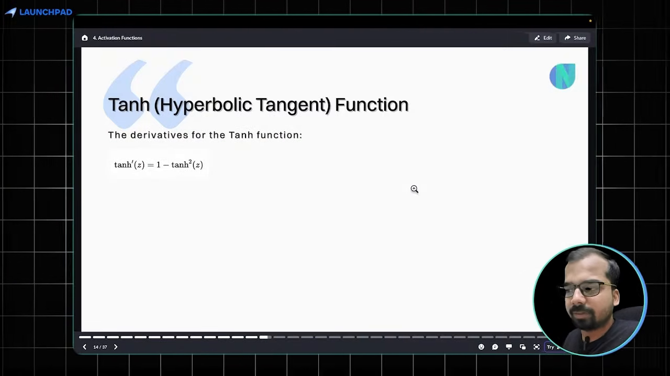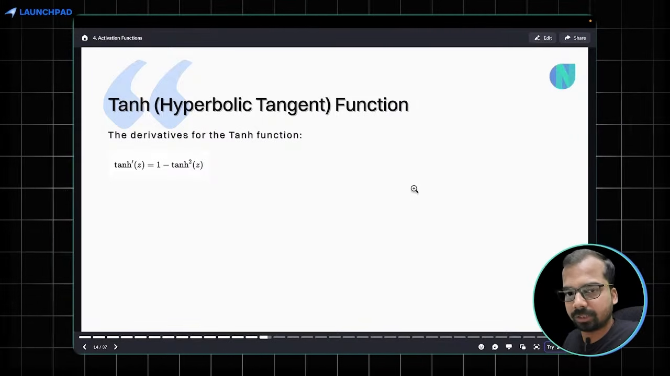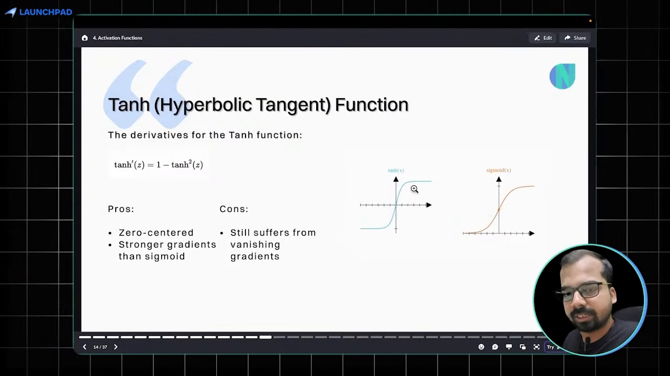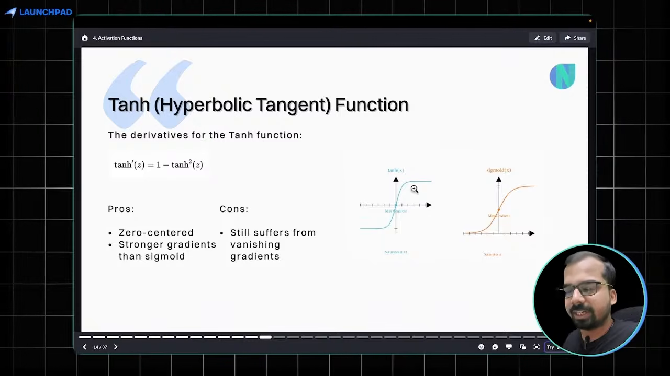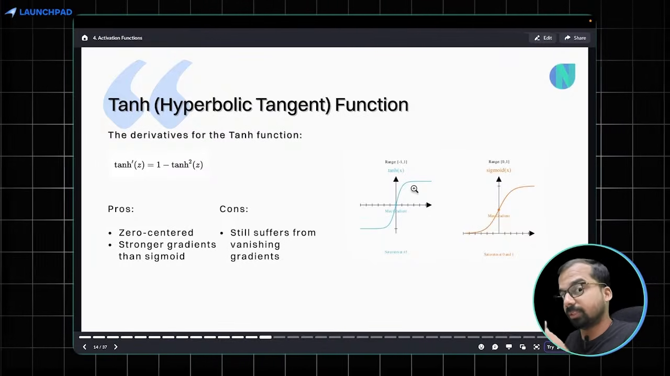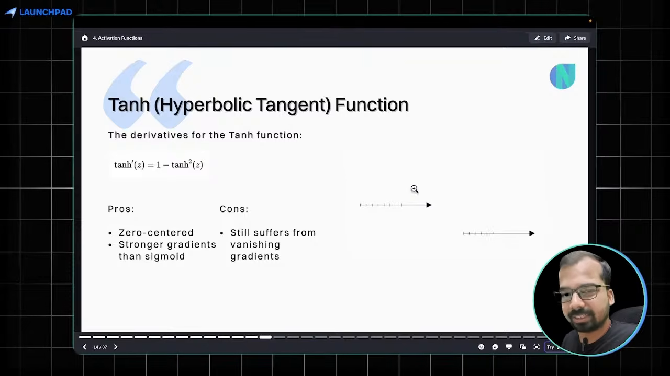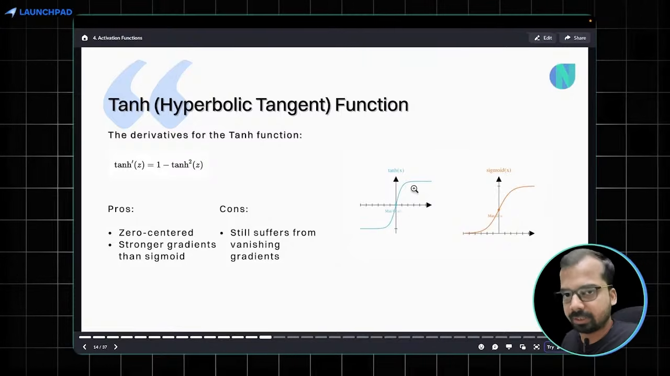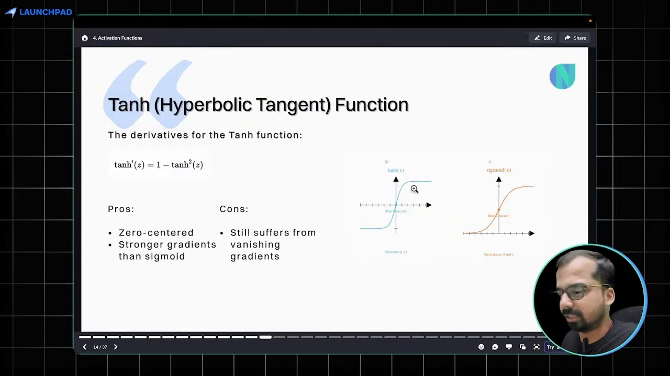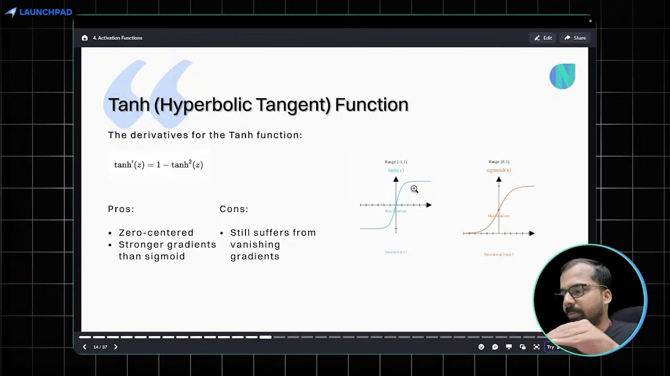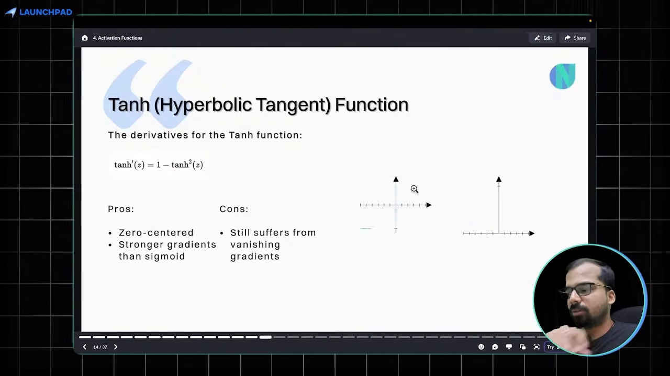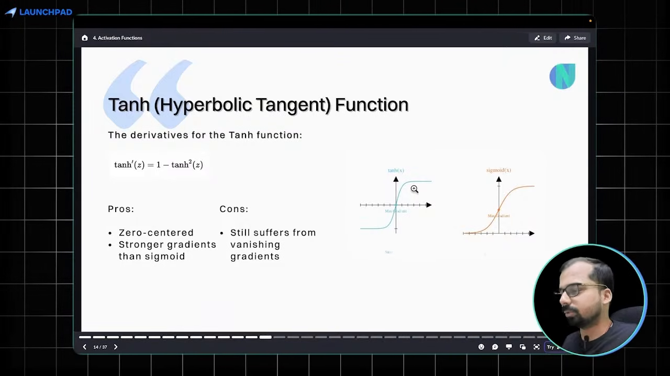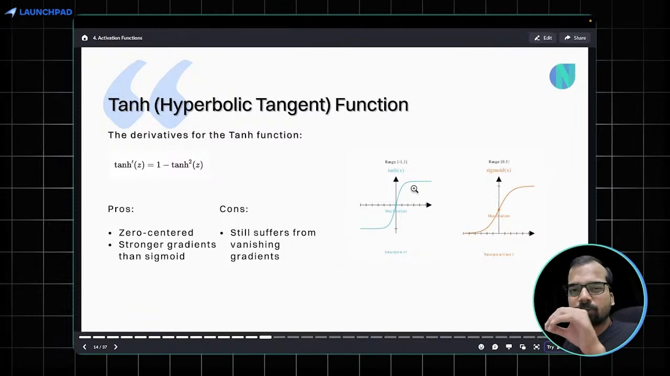And the derivative of the tanh function is 1 minus tanh squared. The pros of tanh is it is 0 centered and it has stronger gradients. By gradients I mean the slope, because we will be using the slopes to update our weights during the training process. The con of tanh is that it still suffers from vanishing gradient, because it is tapering. It is an S-shaped curve, and towards the rightmost and leftmost, the slope almost becomes 0.